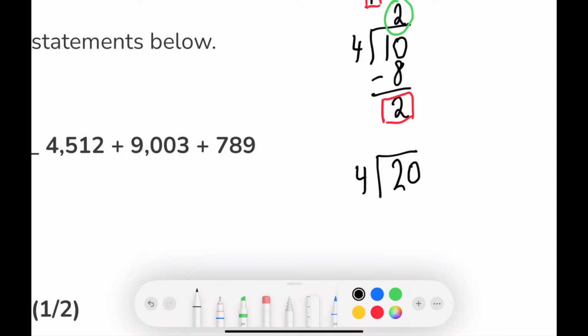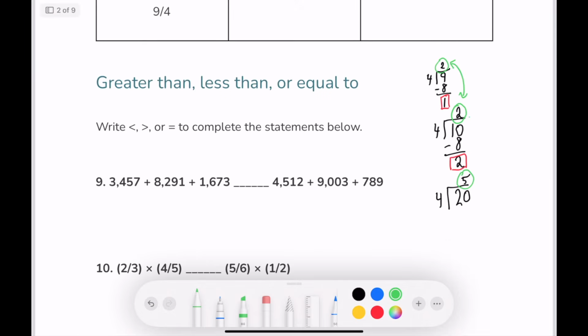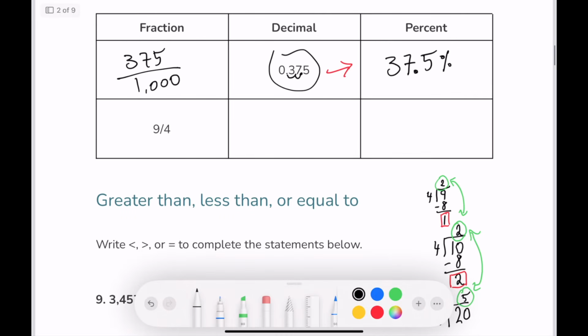Now, how many times does 4 go into 20? That's 5. And it goes in evenly, so I know we can finish right there. I'm going to circle these, and all of these, 2, 2, 5, those are part of our solution. So the answer is 2, 2, 5.